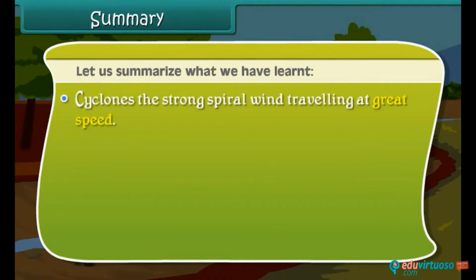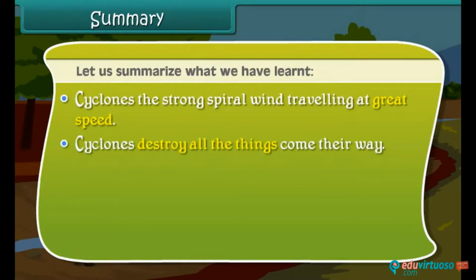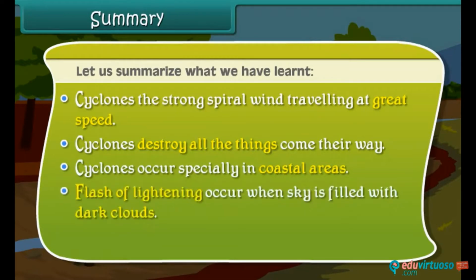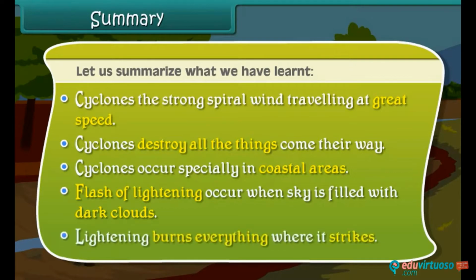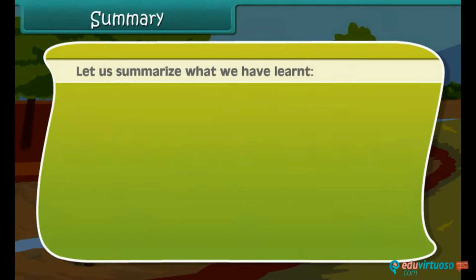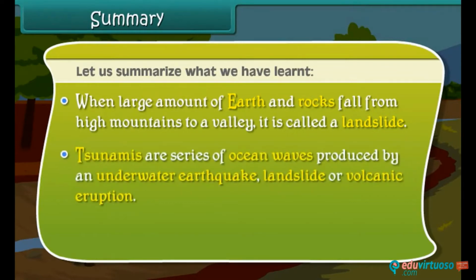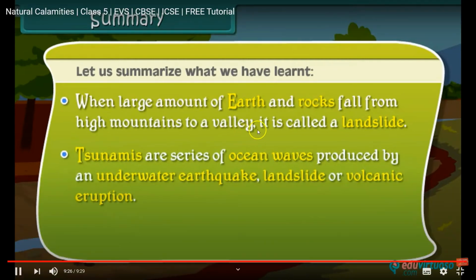Cyclones are strong spiral winds traveling at great speed. Cyclones destroy all the things that come their way. Cyclones occur especially in coastal areas. Flash of lightning occurs when the sky is filled with dark clouds. Lightning burns everything when it strikes. When a large amount of earth and rocks fall from high mountains to a valley, it is called a landslide. Tsunamis are series of ocean waves produced by an underwater earthquake, landslide or volcanic eruption.